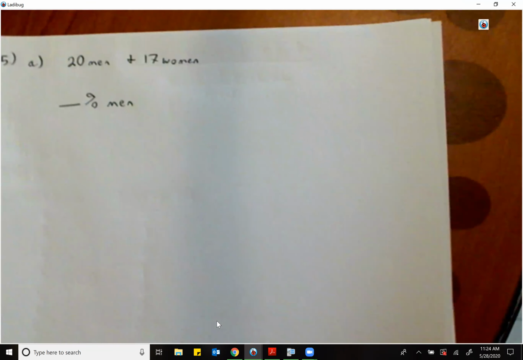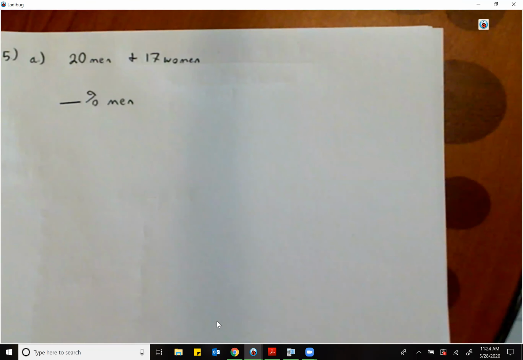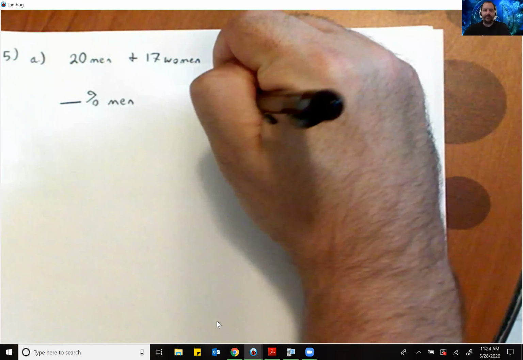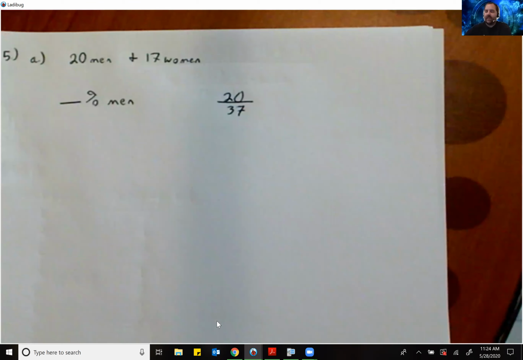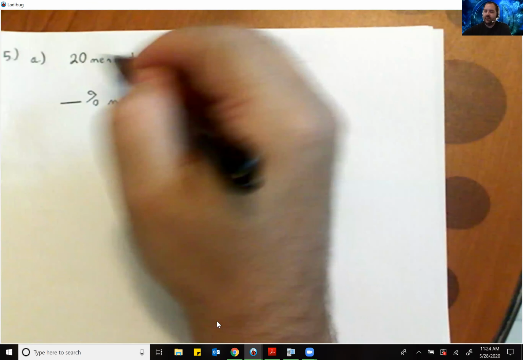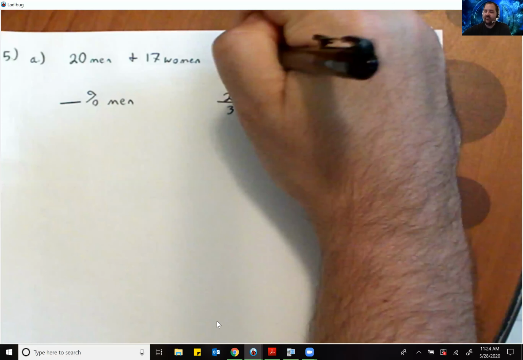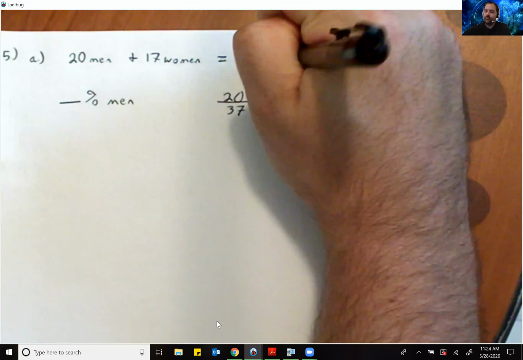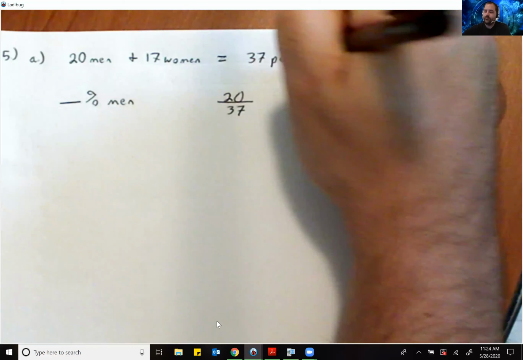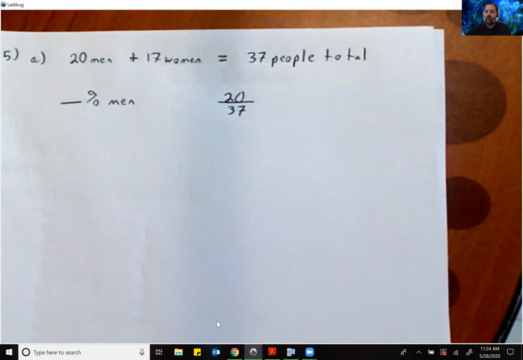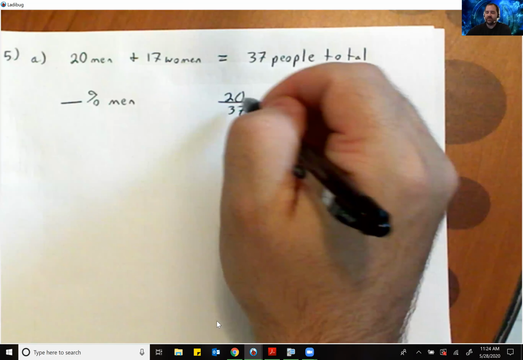Could we add 20 and 17 and make that the denominator and then put 20 in the numerator and then just solve? You got it. So you can set up a proportion. I like that you added these together because you need the total. There are 37 people total, because we want to compare the men to the total.